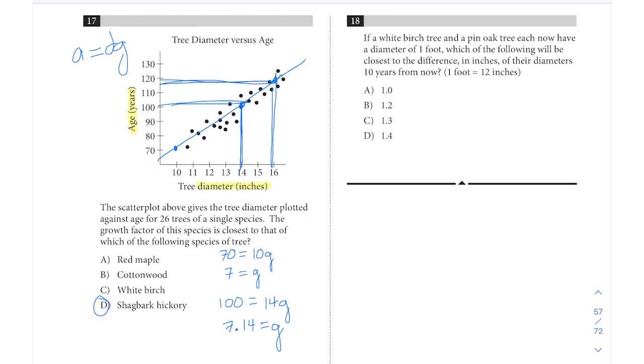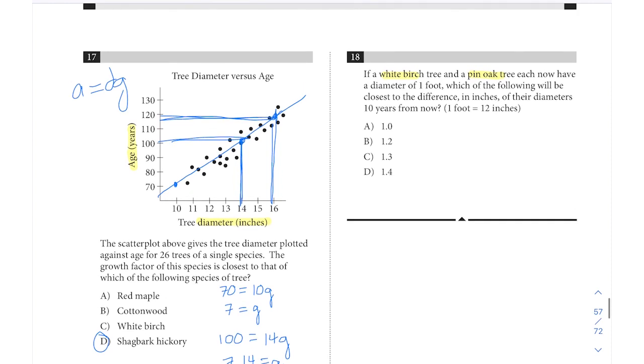And now lastly for this set, we look at question 18. And 18 I think is the trickiest here. I actually think this is quite a difficult question for only being 18 in the section. We know that this section goes easy to hard, but this one is a little extra tough. So let's see what we have to do. If a white birch tree and a pin oak tree each now have a diameter of 1 foot, which of the following will be closest to the difference in inches of their diameters 10 years from now?